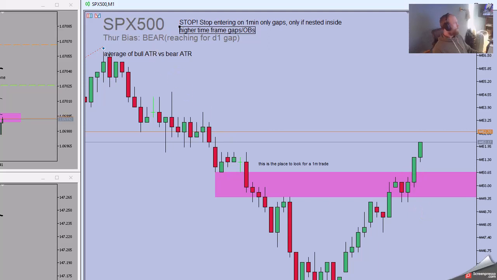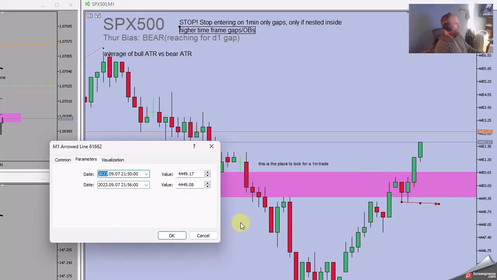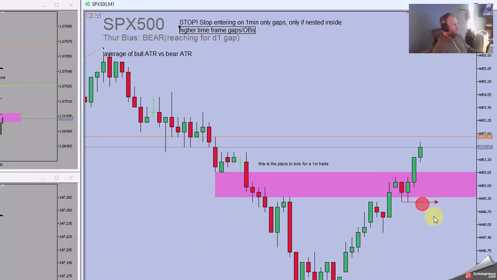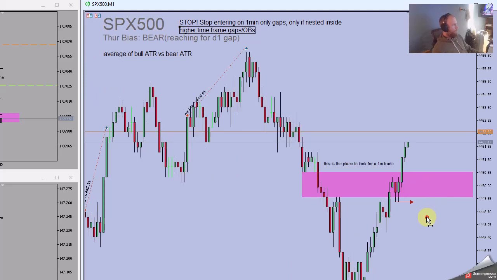So for instance, right now, I would need to watch for this to break lower below here with displacement and then leave a gap to then enter on. So it's a coinciding higher time frame, lower time frame, or lower time frame inside of higher time frame, kind of mimicking setups. All right, so that's my thoughts on this one.